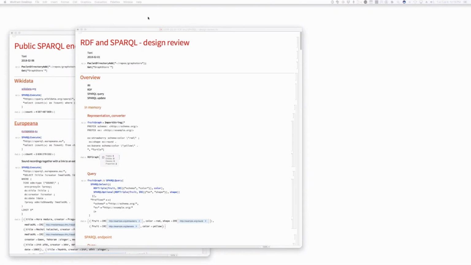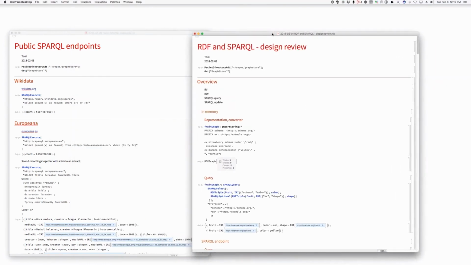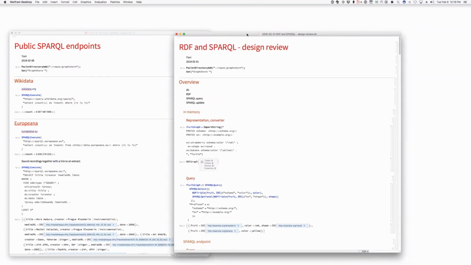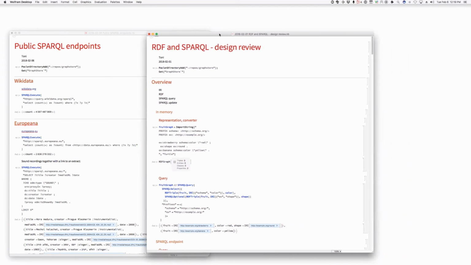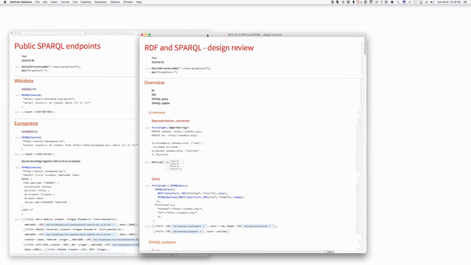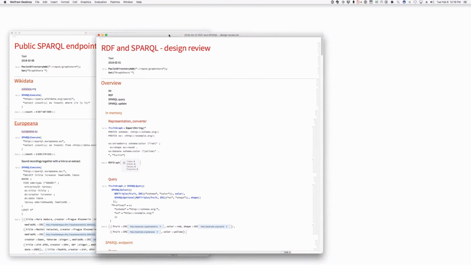Okay, well, for people watching this live stream, this is a continuation of a design meeting about SPARQL, graph databases, and entity stores. So we were just talking about the relationship between SPARQL and graph databases and so on.